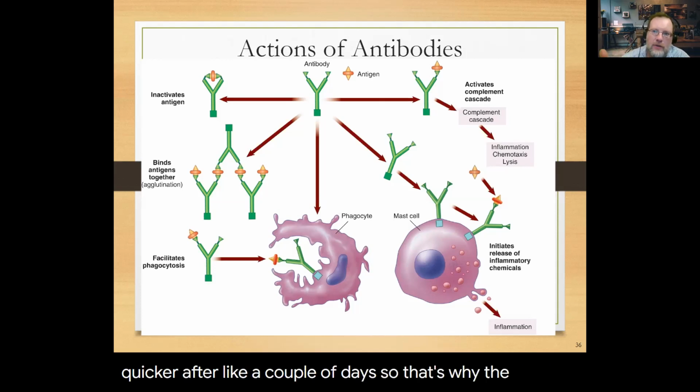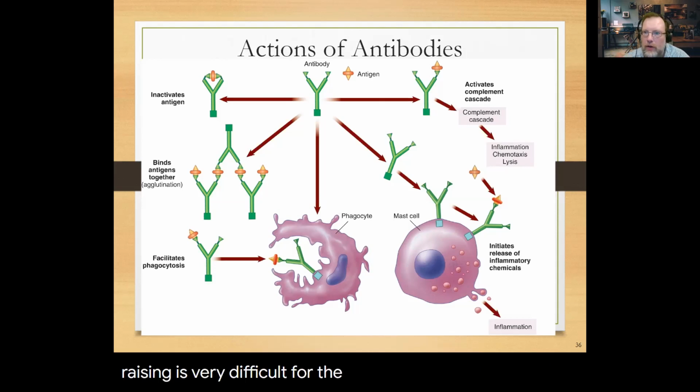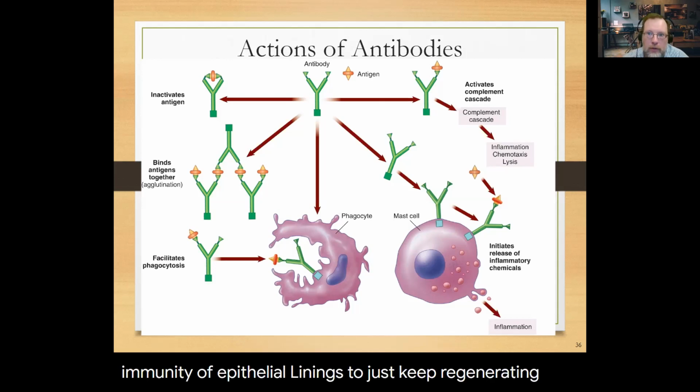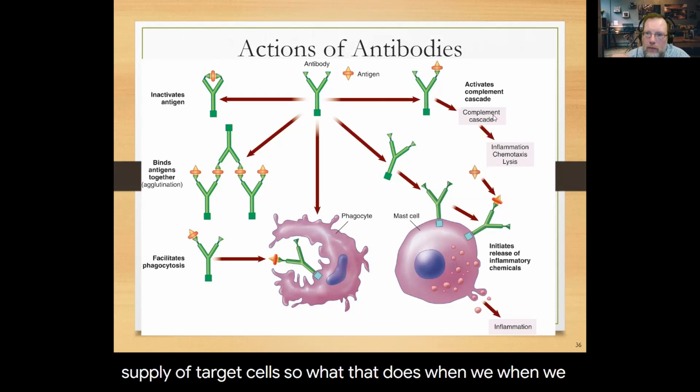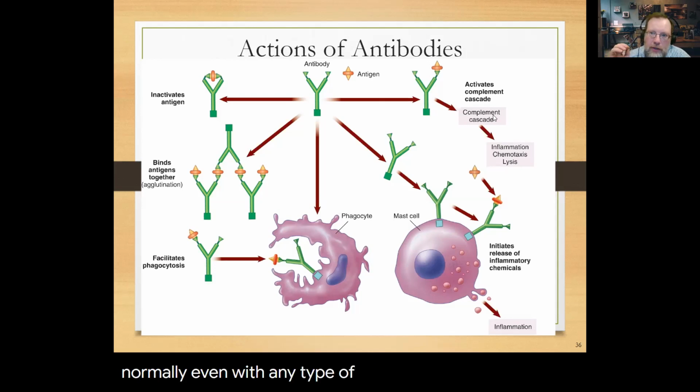So that's why contact tracing is very difficult for this, and figuring out what the timeline is. But anyhow, they do know it's slow reacting, and what that does is enable that innate immunity of epithelial linings to just keep regenerating and regenerating. In other words, providing basically an endless supply of target cells. So normally, even with any type of infection, we're going to trigger a complement cascade as part of that second line of defense.